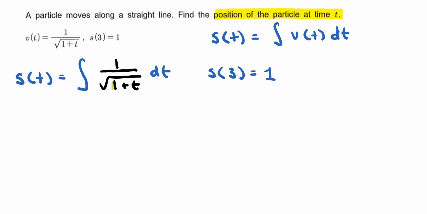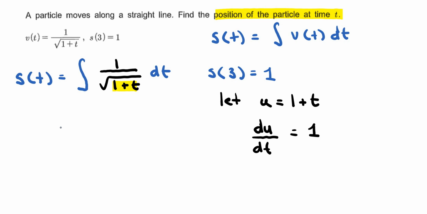What I'm going to do here is highlight the 1 plus t, and we're going to let u equal 1 plus t. If I take the derivative with respect to t, du over dt, this is going to be equal to 1. And just by looking at this integral here, this will be the integral of 1 over the square root of u.